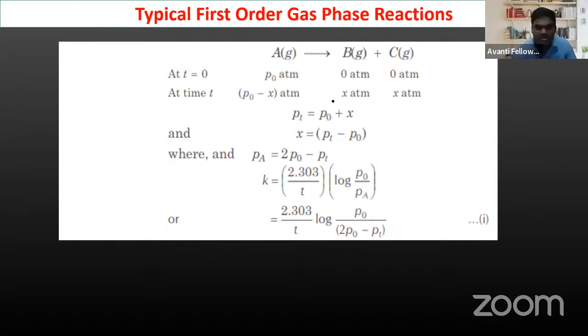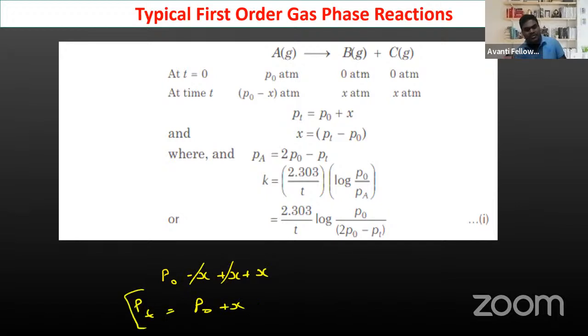So what is the total pressure? Total pressure is equal to P naught minus x plus x plus x. So we'll cancel out, and that gives P naught plus x. So this is the total pressure that we'll get, that is Pt equals P naught plus x. So this is one, right? Similarly, x is equal to Pt minus P naught. We can calculate x from this equation.